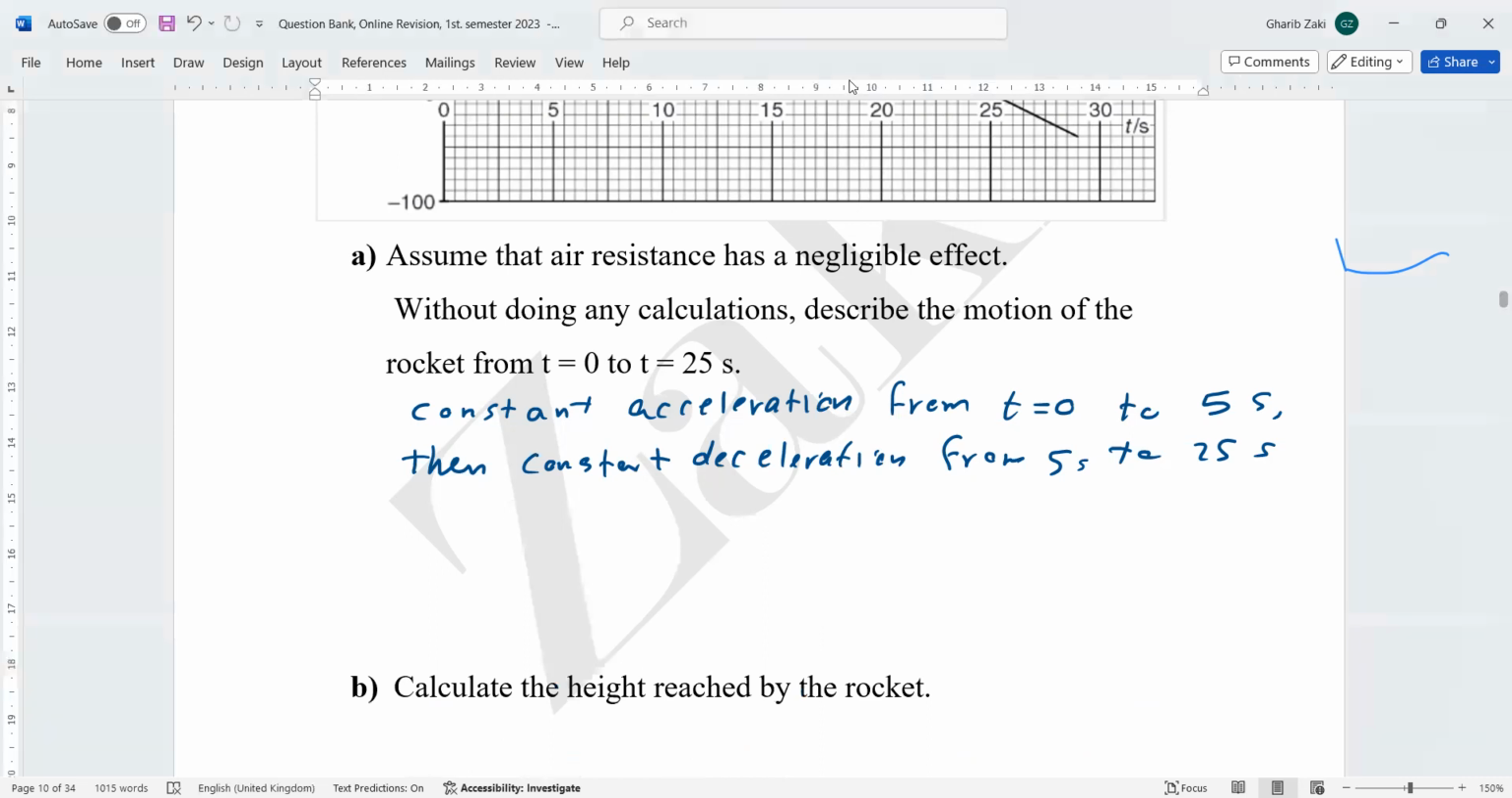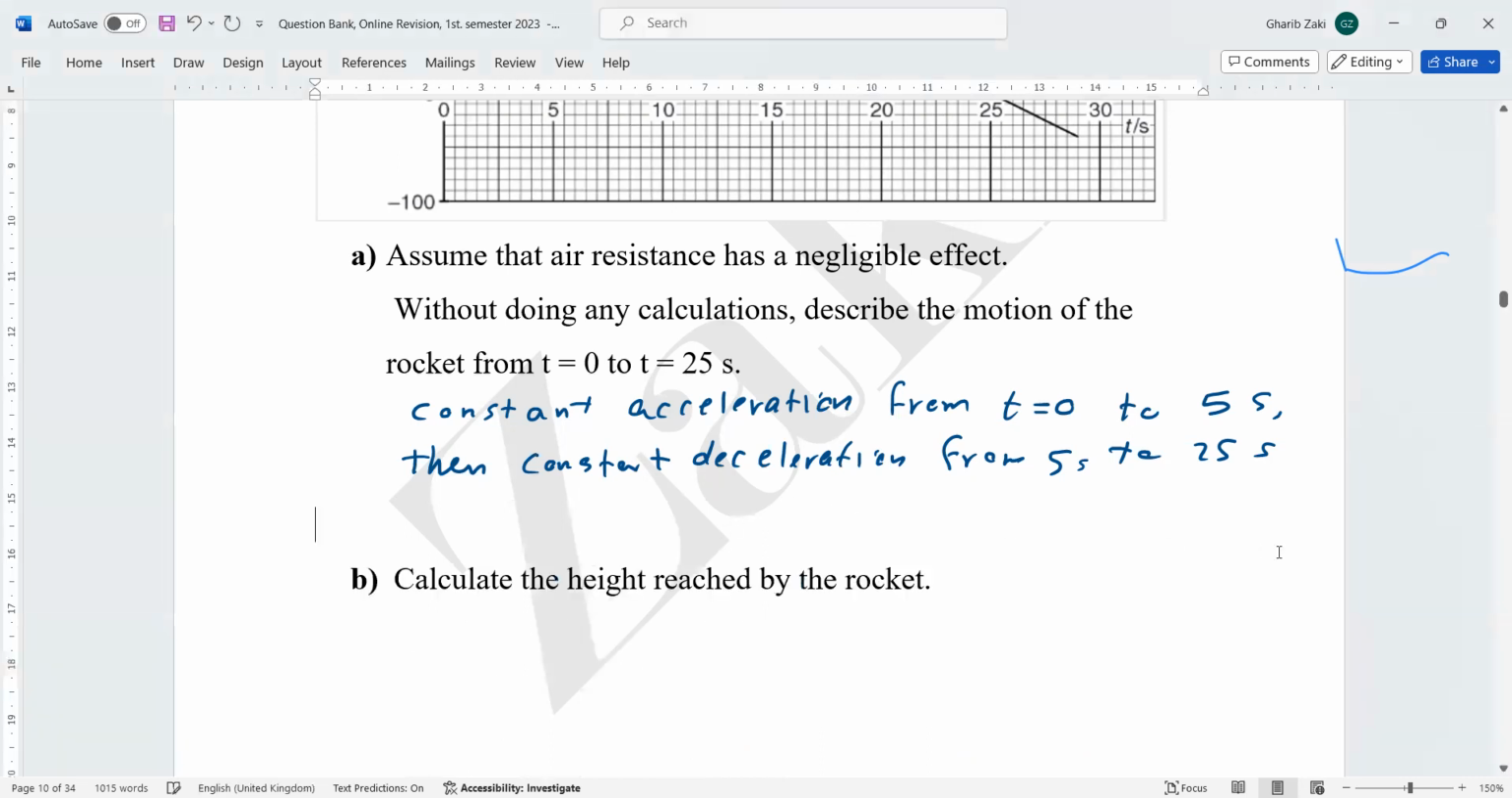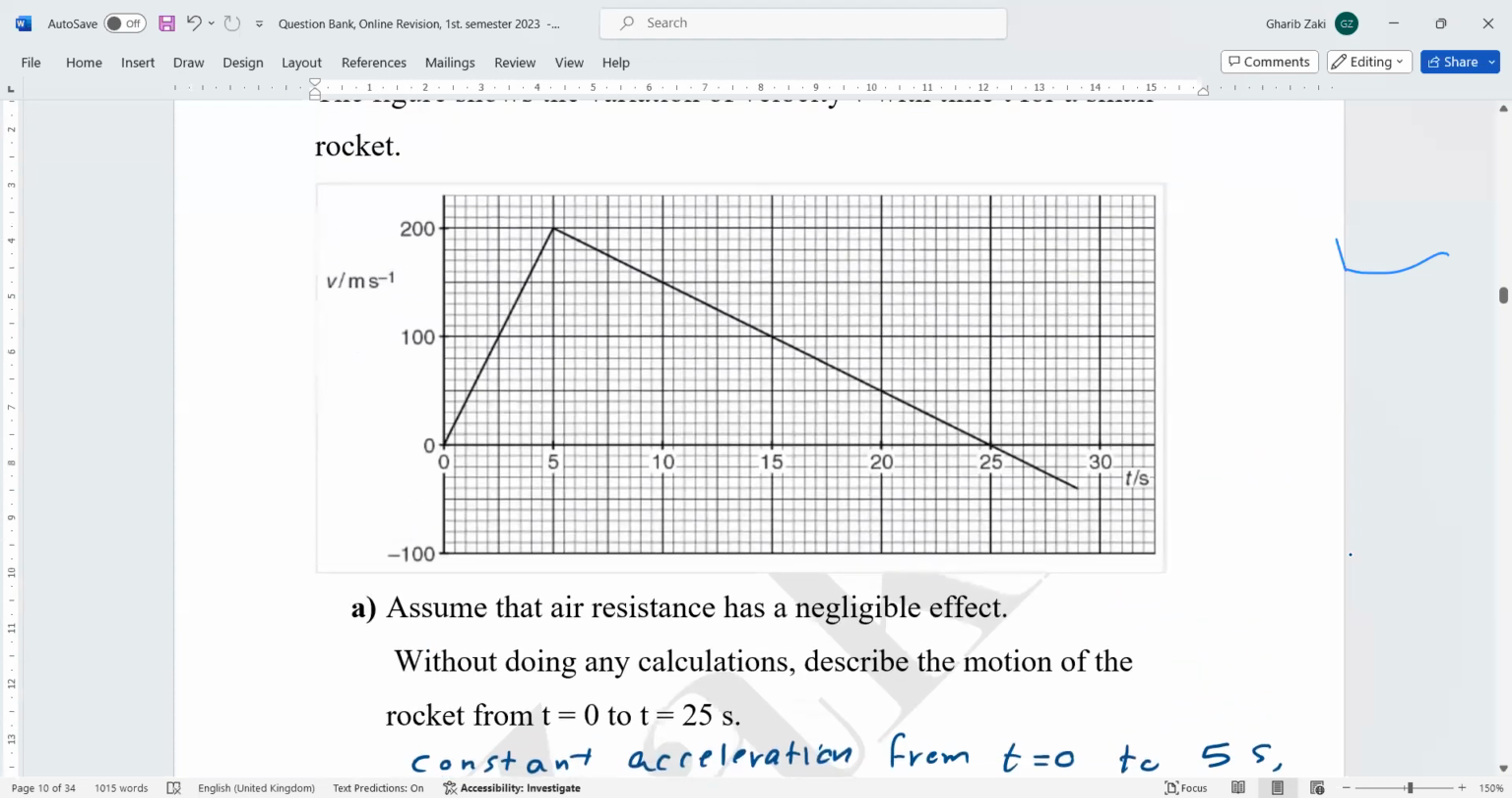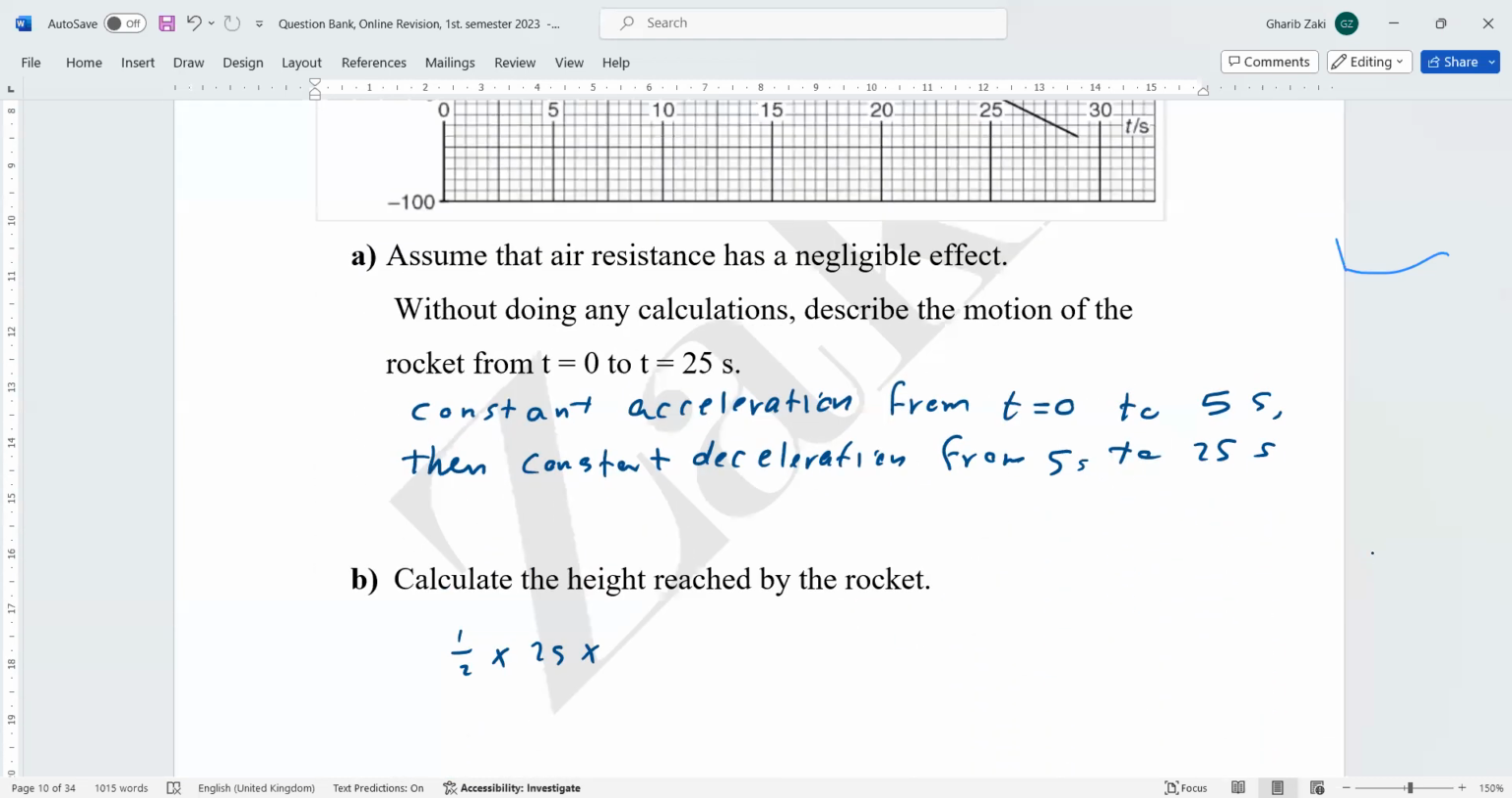Next question. Calculate the height. The height, it is the area under the graph. Area, it is half base times the height. So half times the 25 multiplied by the height, which is 200. So the answer becomes 2,500 meters. So this is the answer of this part.